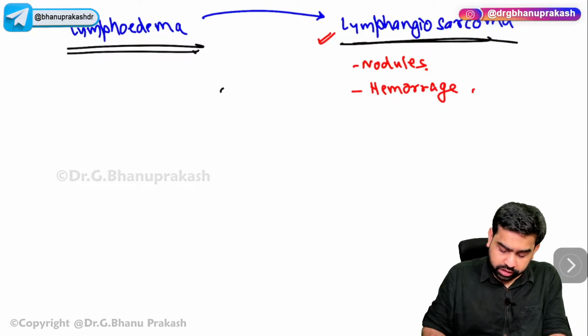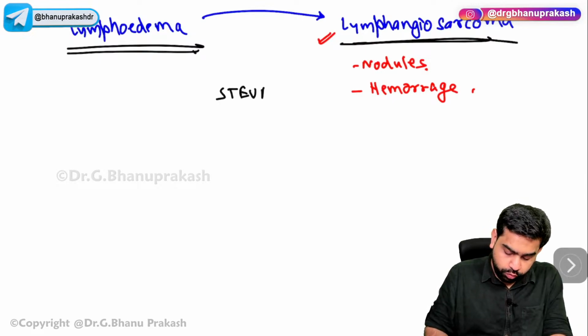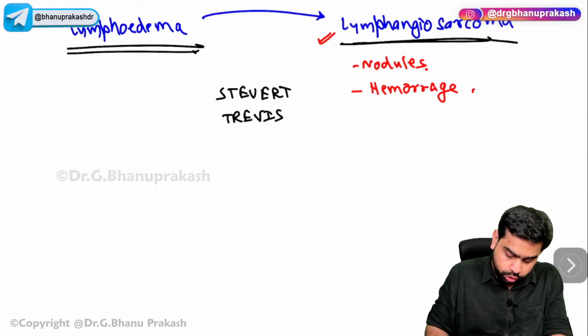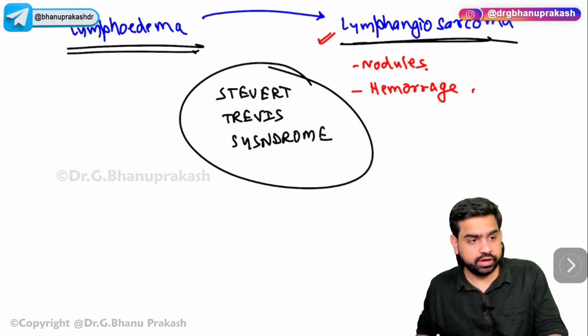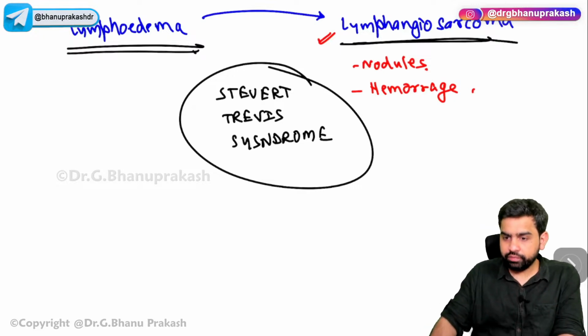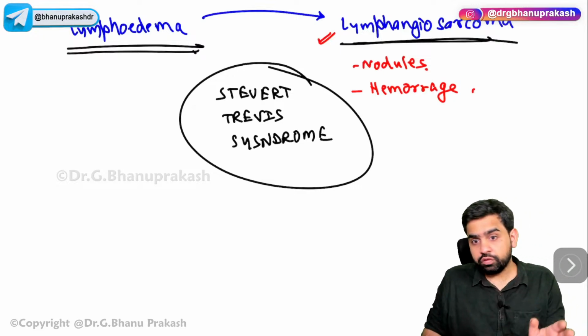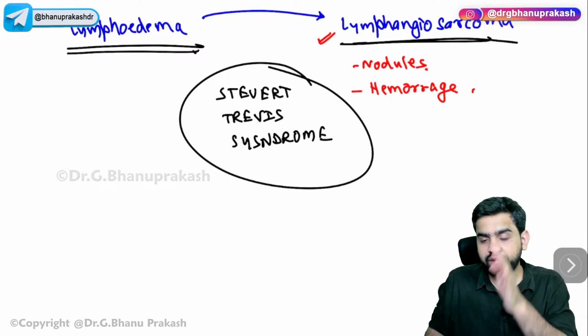And what is this called? This is called Stewart-Treves syndrome. I hope you are able to appreciate that this is what is referred to as Stewart-Treves syndrome. Okay, everybody is okay with this? So this is about the transformation of lymphedema into lymphangiosarcoma.